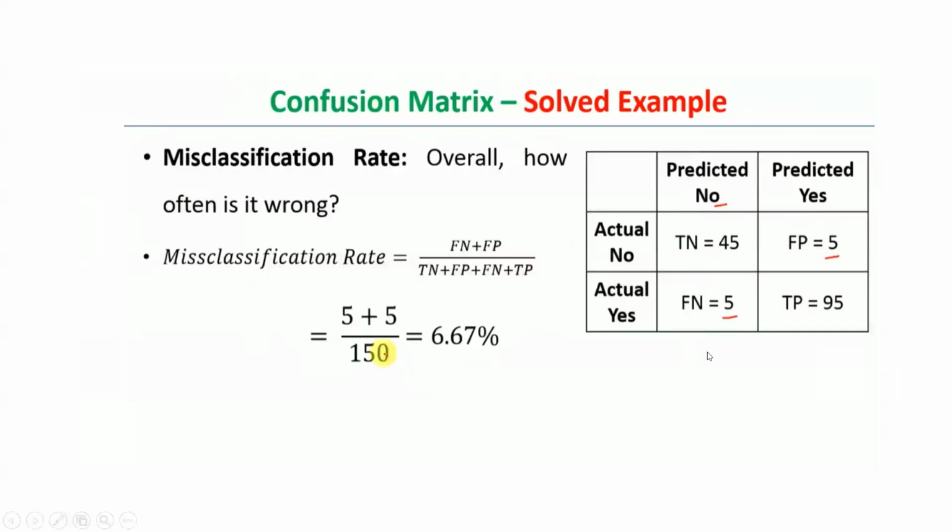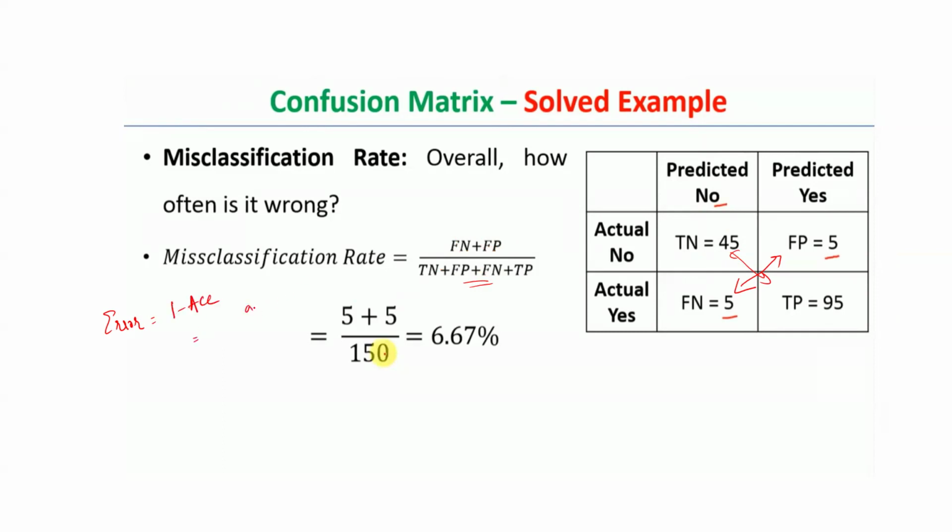And next, misclassification rate. How are we going to identify the misclassification rate? For accuracy, we took these two. For misclassification, we are going to take these two. That is, false negative plus false positive divided by the total number of outcomes. And one more way to find this misclassification rate is that it is also given by error. Misclassification rate is nothing but error. That is 1 minus accuracy.